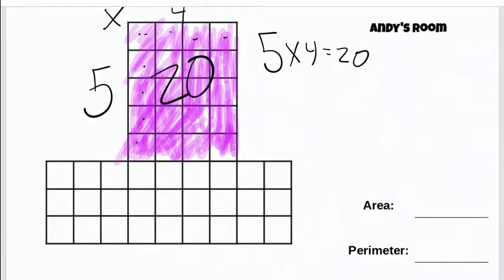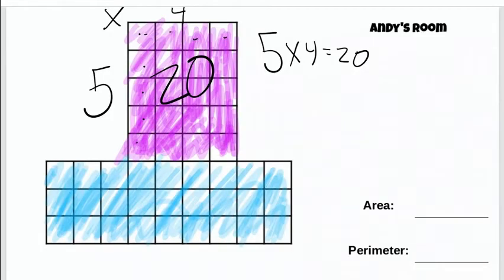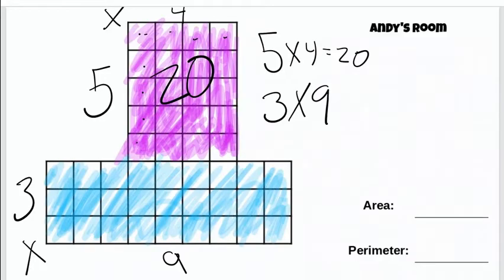Let's find another rectangular section. So I found another rectangle and I highlighted it in blue. And it has 3 rows with 1, 2, 3, 4, 5, 6, 7, 8, 9 in each row. So 3 rows of 9 is the same as 3 times 9. So we have 9, 18, 27. 3 times 9 equals 27.